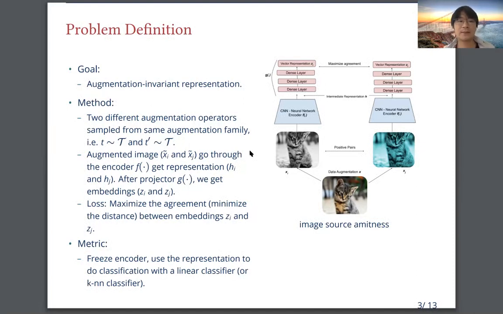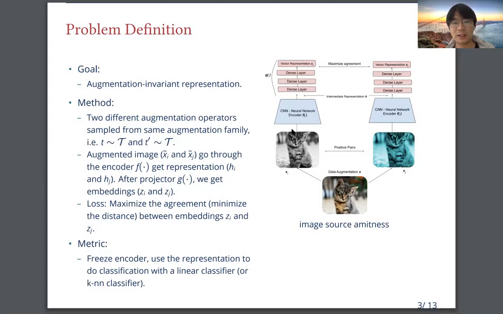To get this, first, given one image, we sample two different augmentations from the same augmentation family. So we can get X_i and X_j, two different augmented images.